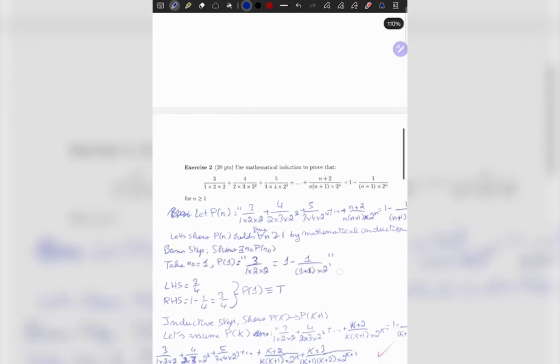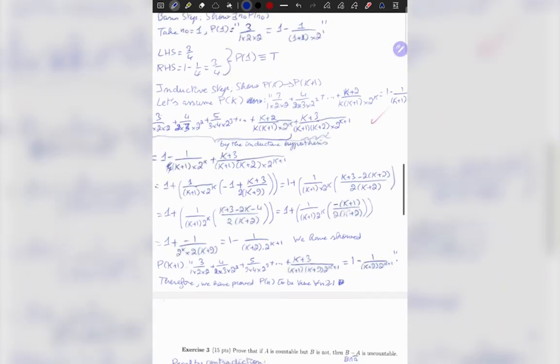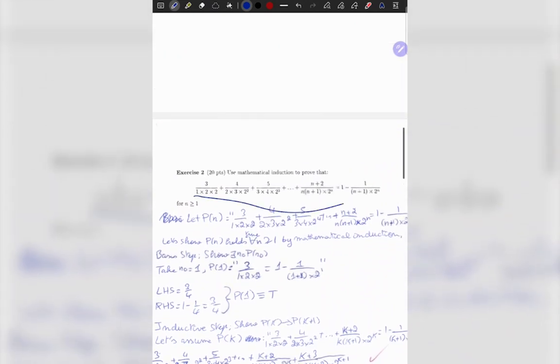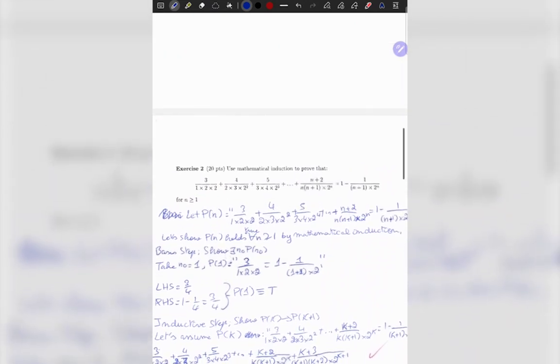Okay, so this is a question that looks like induction, hopefully not very hard. For n greater than or equal to 1, we want to prove that this is equal to this. What's going on here is just we're increasing the power of the 2's. So we have the form here.